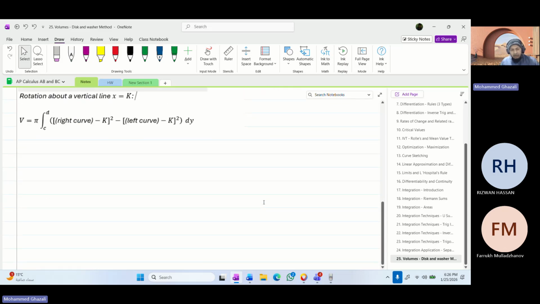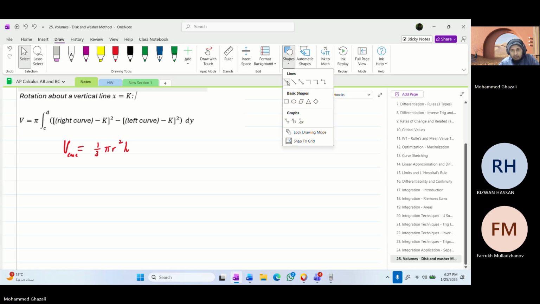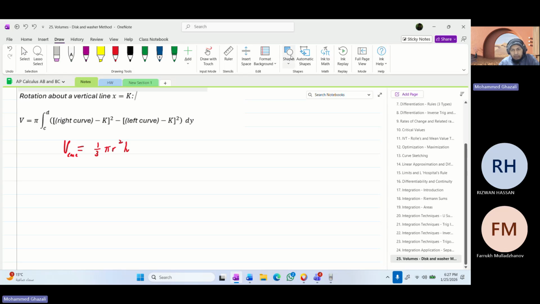Now, as an introduction, you remember the volume of a cone. The volume of a cone is equal to one-third pi r squared times height. Now, let's try to prove the volume of a cone using integrals. How do we go and do that? Remember what a cone is. I'm putting a sideways cone, so I'm making a cone like this. Let's just take a line, for example. I'll take a line.